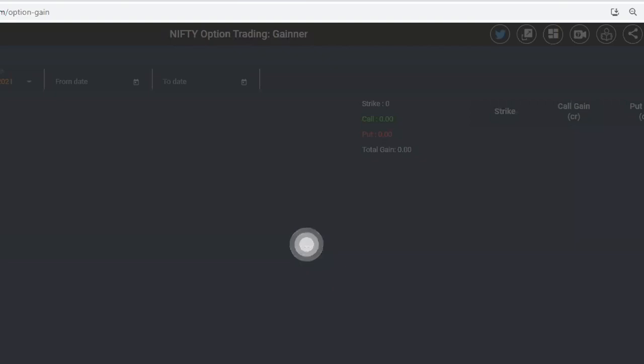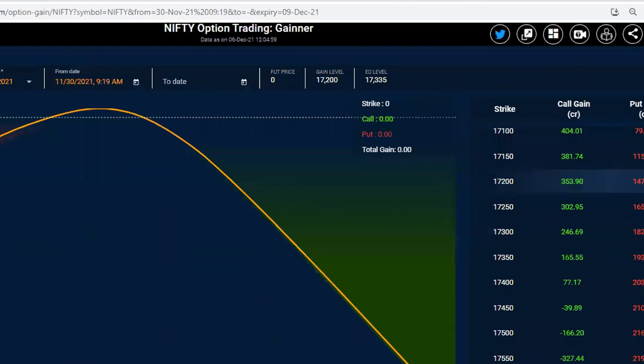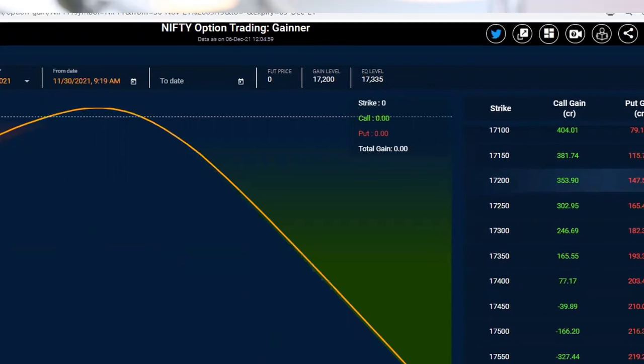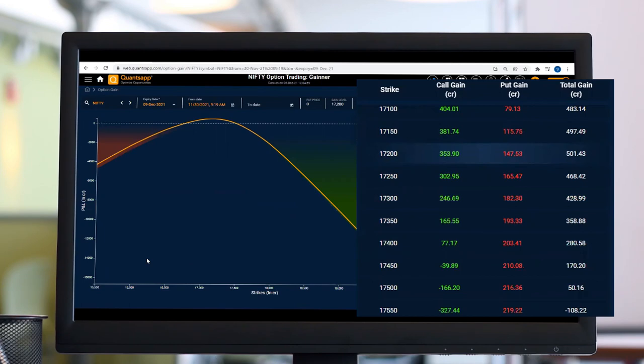So first, what is option gain? Option gain is nothing but the max pain level itself. It is the level which shows us at what level option sellers are making the most profits. Looking at the current scenario, the gain level is placed at 17,200, which indicates that call and put sellers both are making the most profit at 17,200. So 17,200 becomes a key expiry level as per the market sentiments. Markets are anticipating the expiry at 17,200.